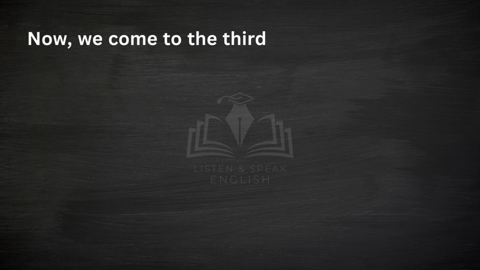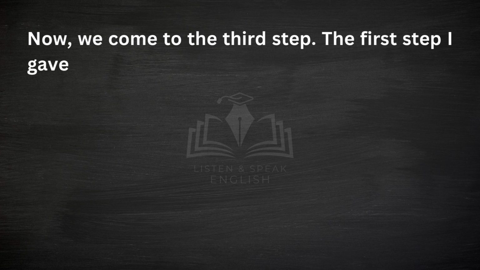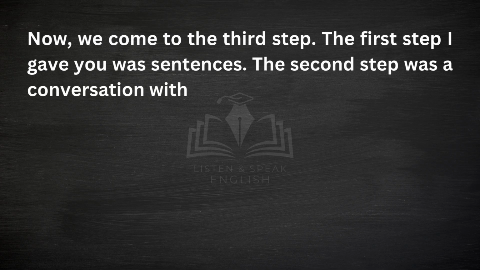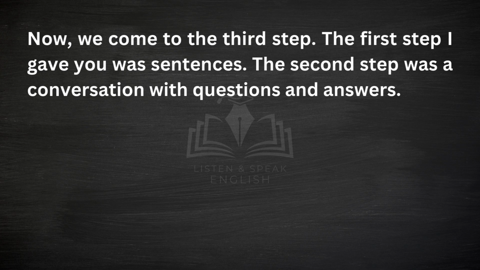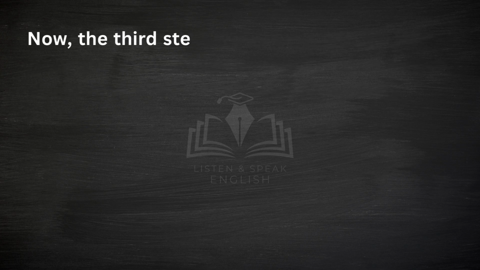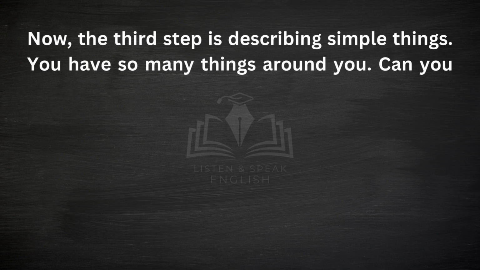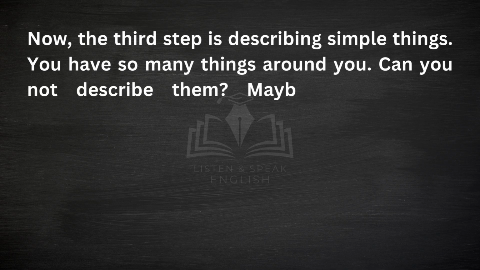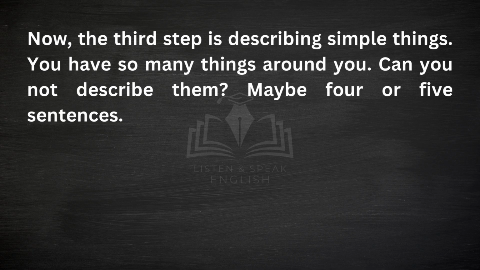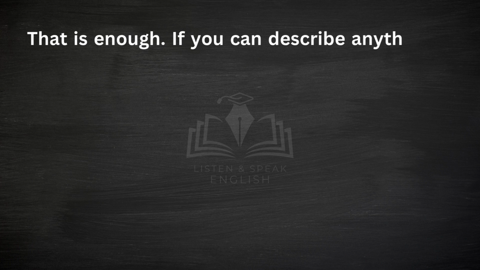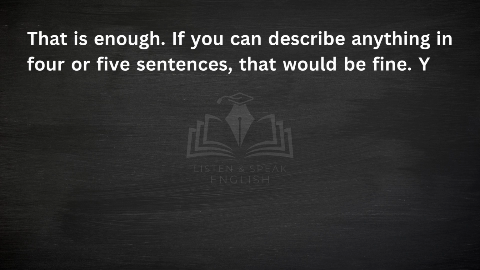Now, we come to the third step. The first step I gave you was sentences. The second step was a conversation with questions and answers. Now, the third step is describing simple things. You have so many things around you. Can you not describe them? Maybe 4 or 5 sentences. That is enough. If you can describe anything in 4 or 5 sentences, that would be fine.